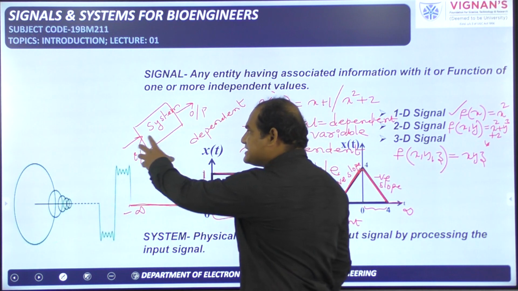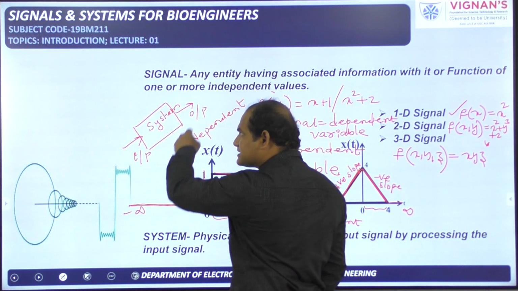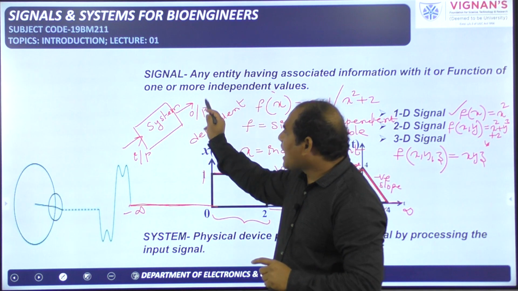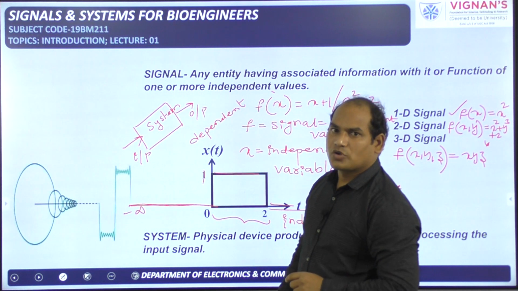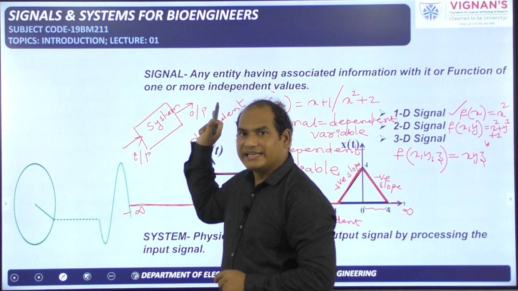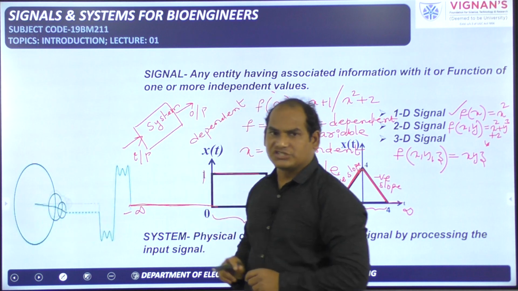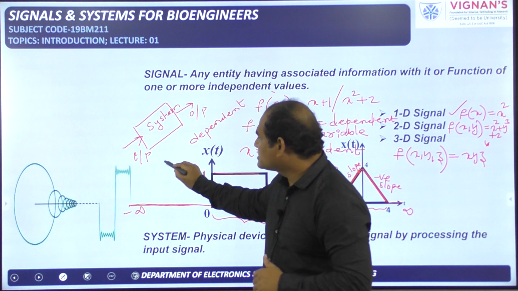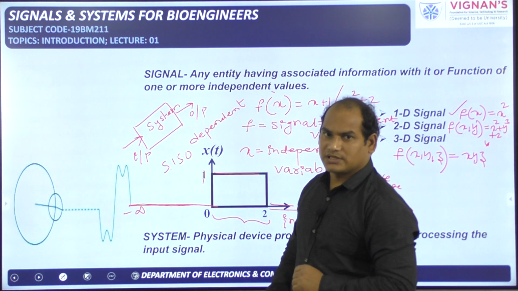So it is one signal, the input signal we have to provide. That input signal will be processed by the system and we will get another signal. Whatever other signal we are getting after processing, that is called output signal. Here only one input we have given and one output we are getting, that's why this particular system is called single input single output system. And in our subject also we will deal with SISO systems only, that is single input single output systems only.